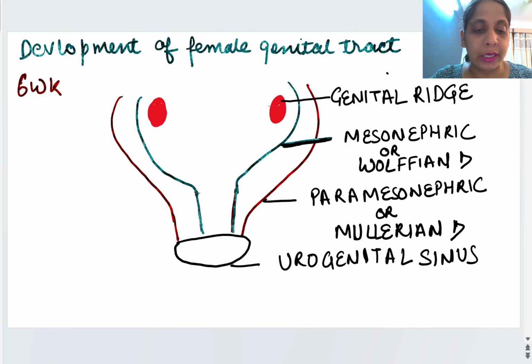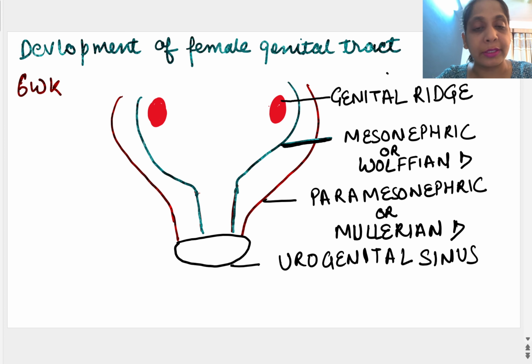Now, see, we are starting with Mullerian anomalies. So here on the screen, it is development of the female genital tract. First of all, these are the structures which are present at 6 weeks in both males and females. Both these structures are present.